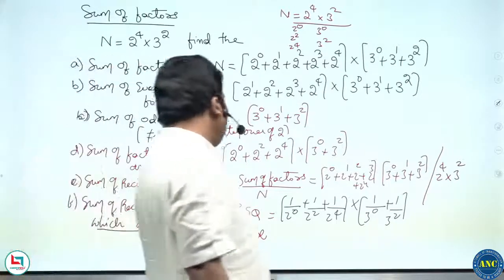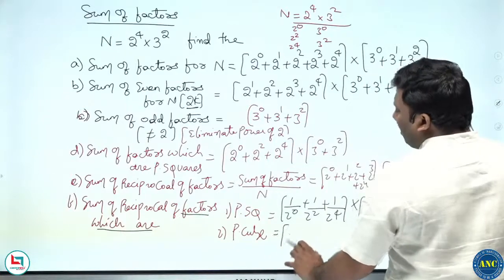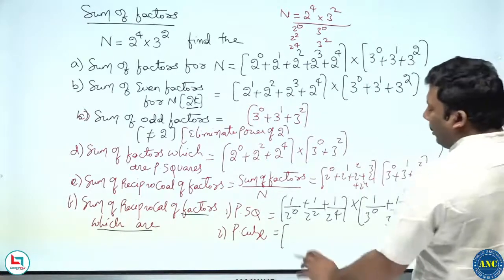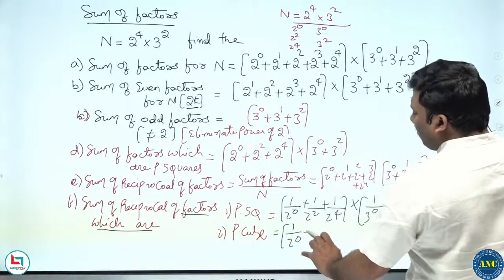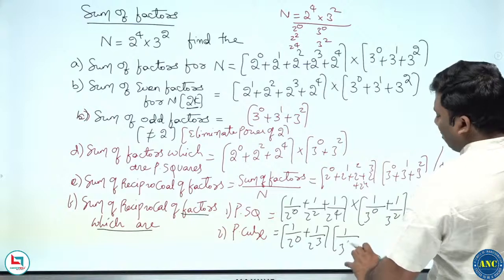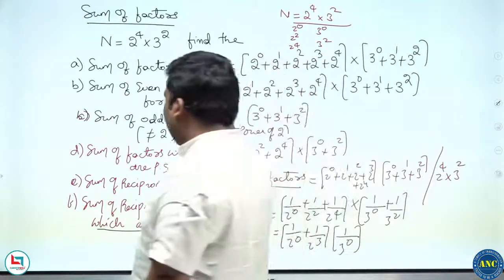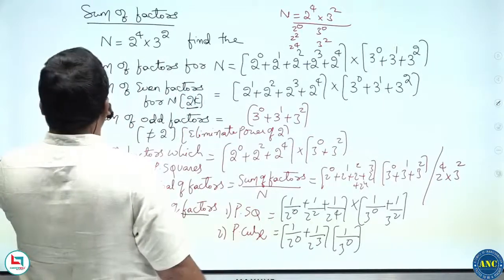Similarly, for the sum of the reciprocal of the factors which are perfect cubes, the power will be a multiple of 3. So 1 by 2 power 0 plus 1 by 2 power 3, into 1 by 3 power 0. I hope the idea is clear.